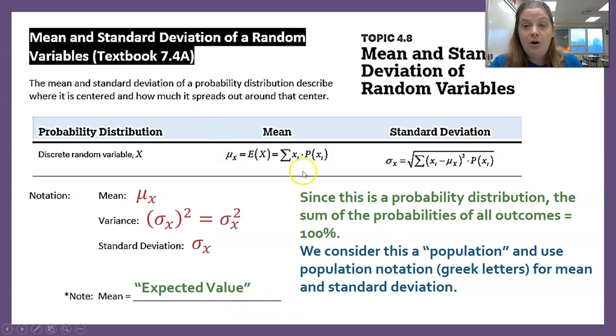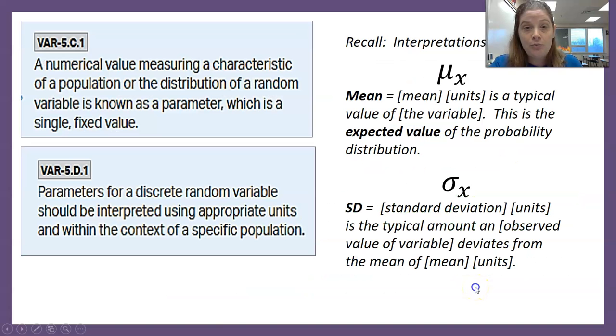All right, so these are on your formula sheets. This is not something you have to have memorized, but it is something you need to know how to use. All right, so a couple other things really quick. A numerical value measuring a characteristic of the population or the distribution of a random variable, that's known as a parameter. Because we're talking about a population, the distribution of this random variable, we're going to use mu and we're going to use sigma.